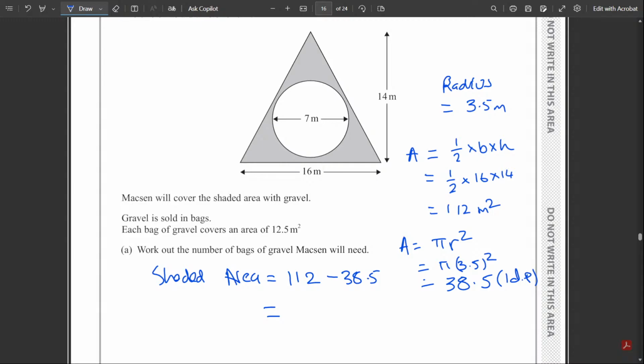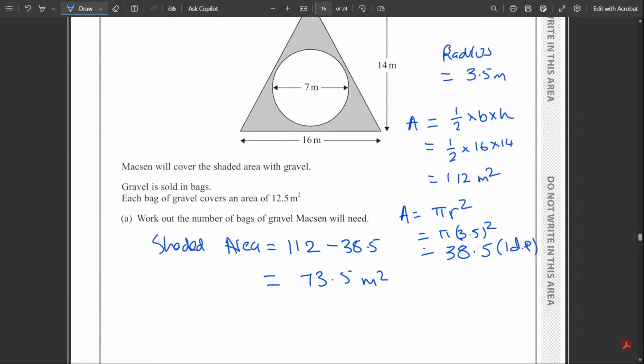We get 73.5 meter square. Now each bag of gravel covers 12.5 meters square. So how many bags of gravel do I need? Okay. So all I have to do is divide that by 12.5, saying how many 12.5 goes into it.